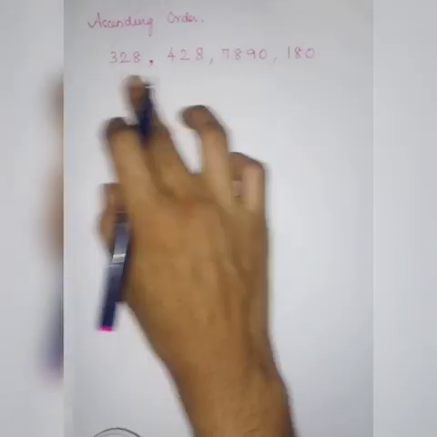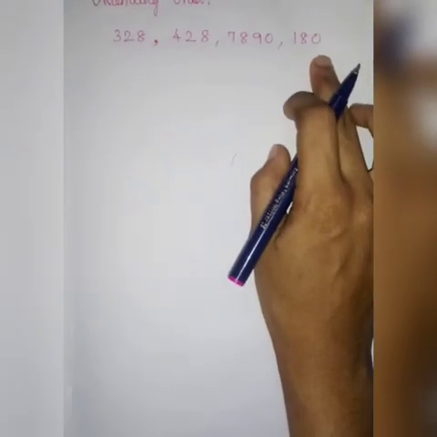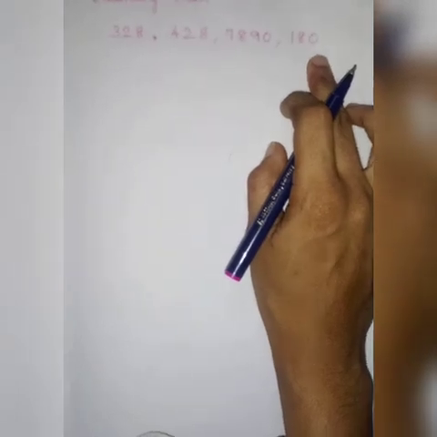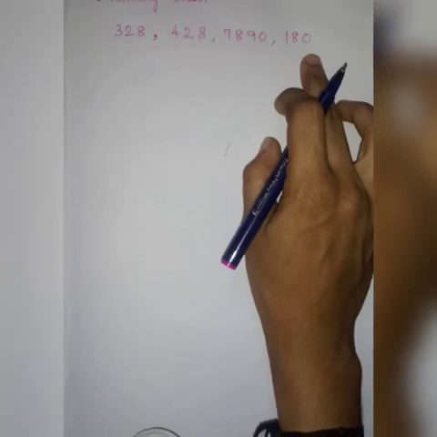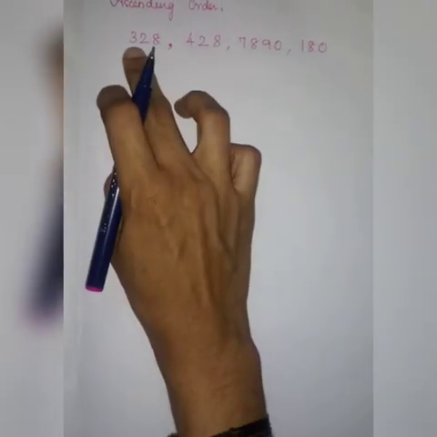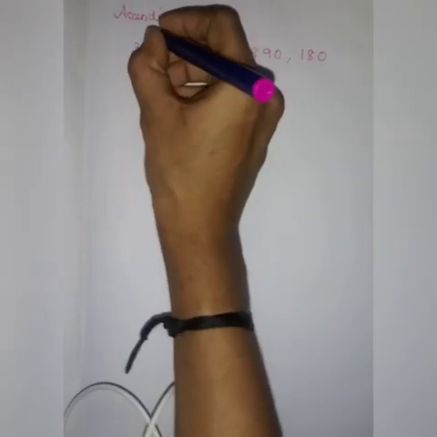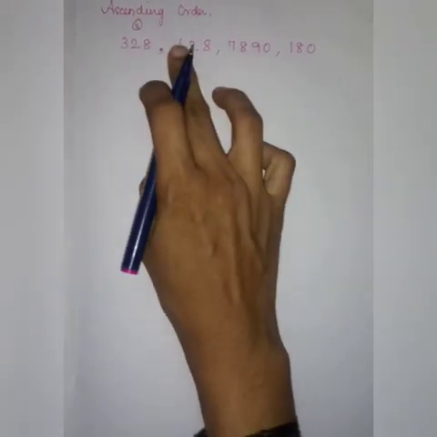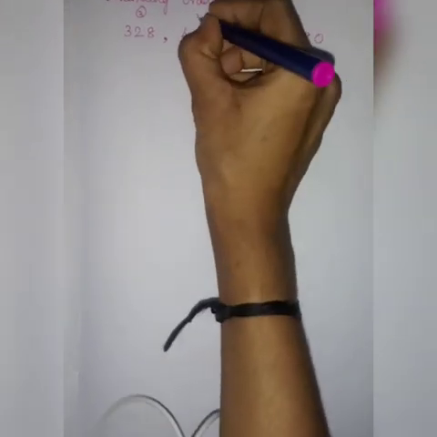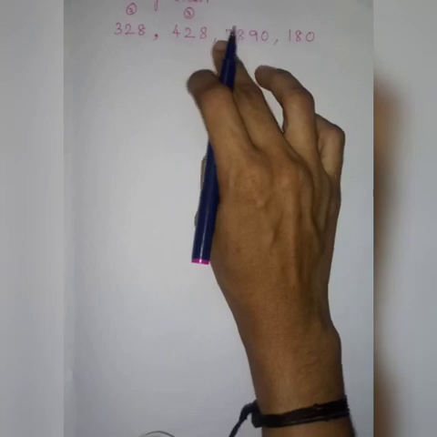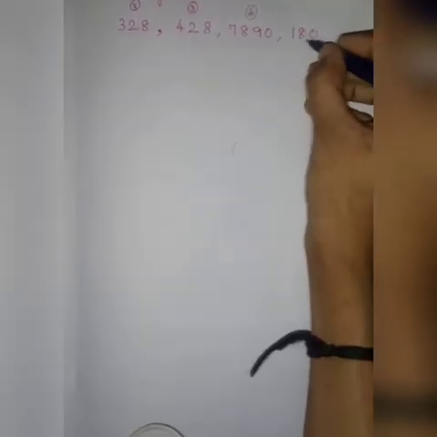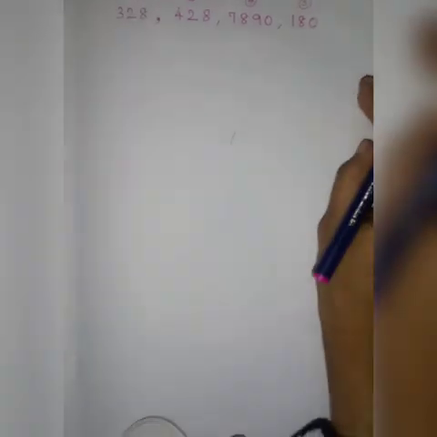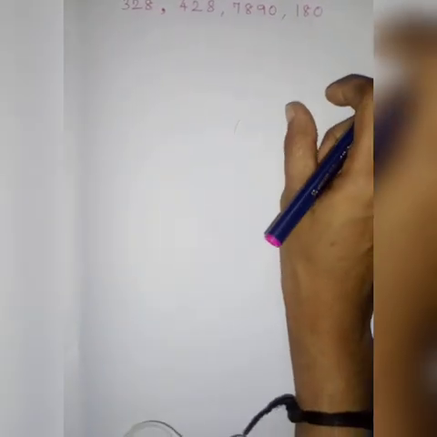Okay? This is one problem. We are going to arrange that problem in the ascending order. What is the first rule to compare the numbers? You have to count the number of digits. So what is the digit here? 1, 2, 3. Here 1, 2, 3. 1, 2, 3, 4. 1, 2, 3. So which is smaller? Which number has fewer digits?